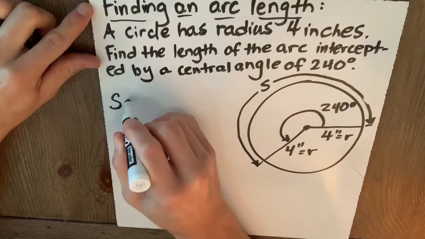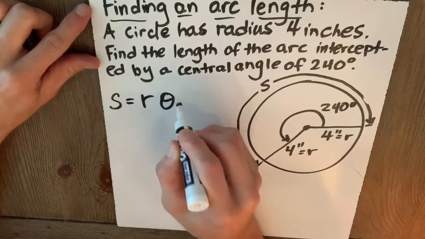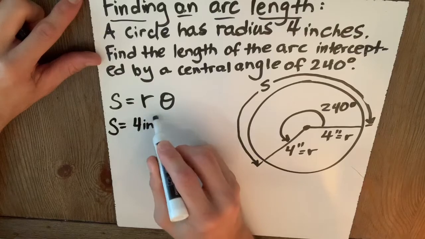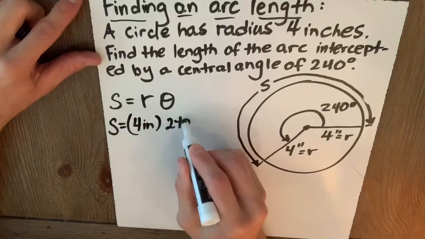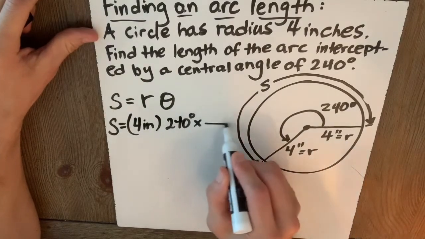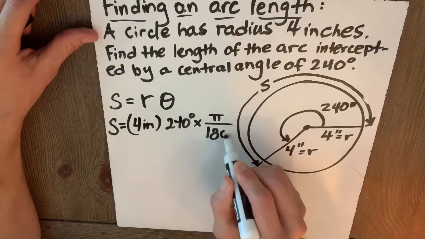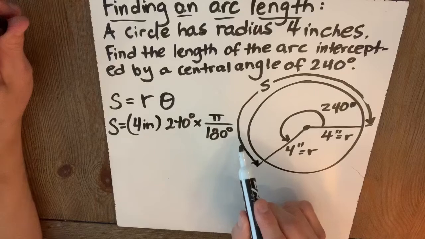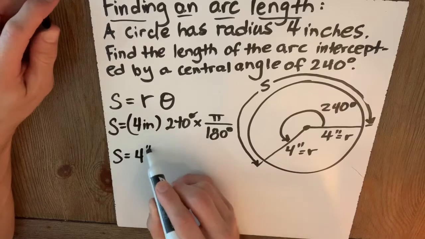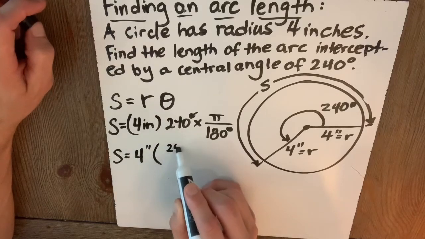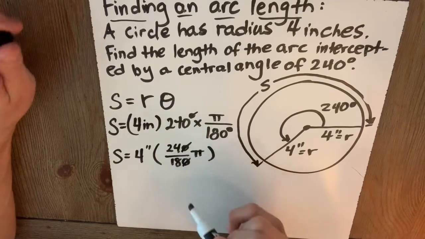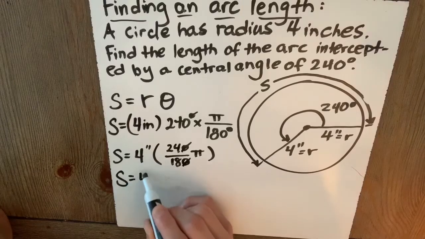Well, we know that the relationship is s is equal to r theta, provided theta is in radians. We're looking for s, so s is equal to 4 inches times 240 degrees. Yes, but 240 degrees is not in radians. Remember how we convert that? Pi over 180. If you're given degrees, you want degrees in the denominator. So this is going to be s is equal to 4 inches times 240 over 180 pi.